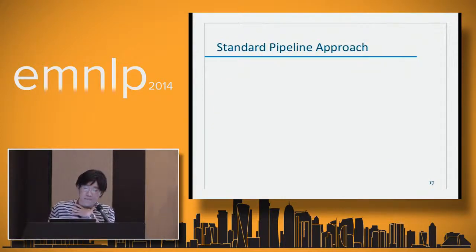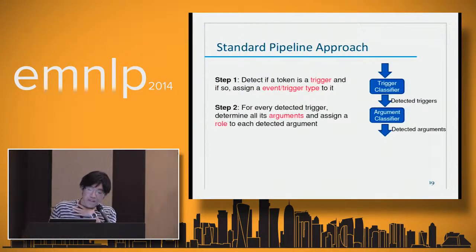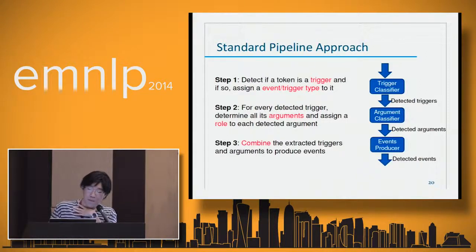Okay? So let me tell you what the standard pipeline approach to this task is. It's a pipeline approach that involves 3 steps. In the first step, we have to detect if a token in a document is a trigger, and if so, we want to assign an event type, sometimes we call it a trigger type, to this token. After that, we want to determine for each of these detected triggers all of its arguments and assign a role to each detected argument. And finally, we have to combine the extracted triggers and arguments to produce events. And here's a note. Steps 1 and 2 are pretty difficult for event extraction, while step 3 is fairly trivial. And so we'll focus on the first 2 steps in this talk.